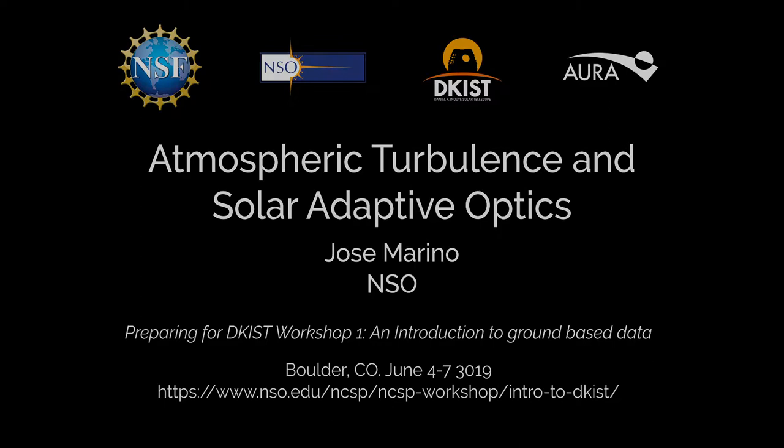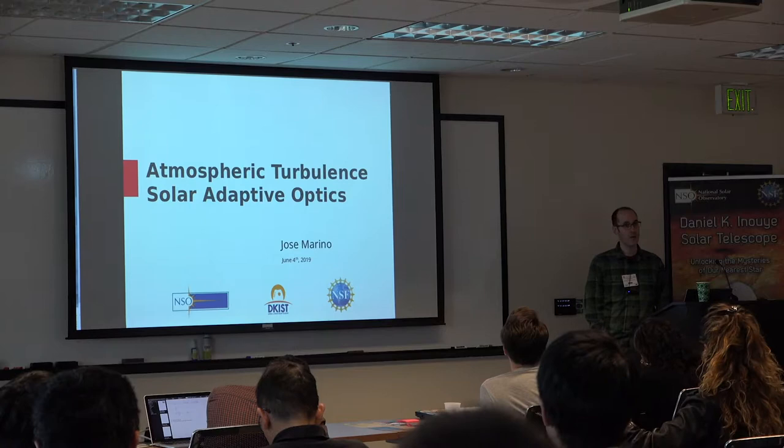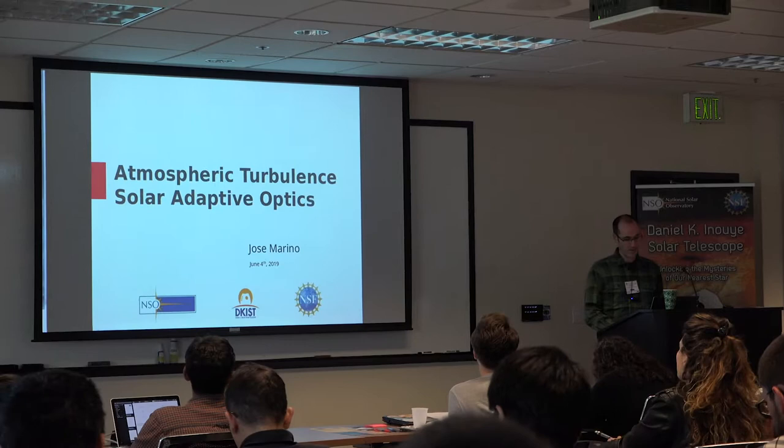I'll give you an overview of atmospheric turbulence and what it does to our telescope, and then how we can get around it with the optics. So after all the upbeat talks before, there's going to be more of a downer. We get down to reality and see what happens.